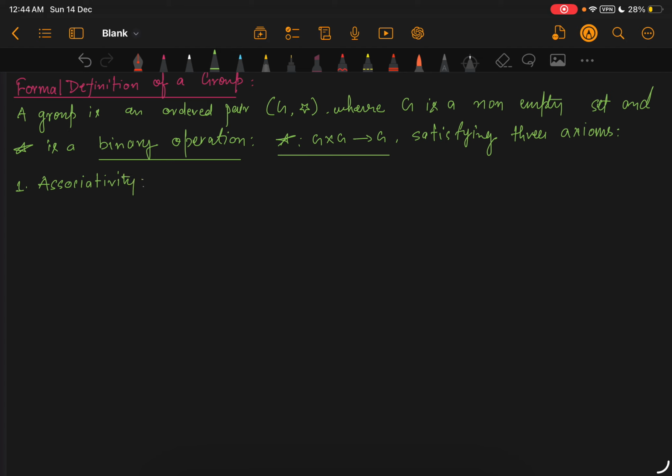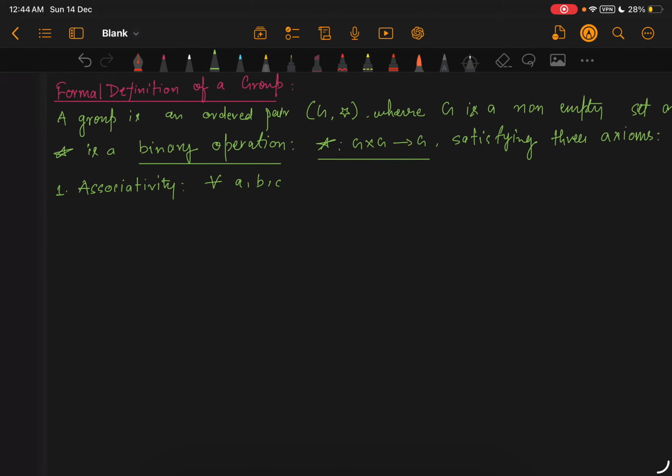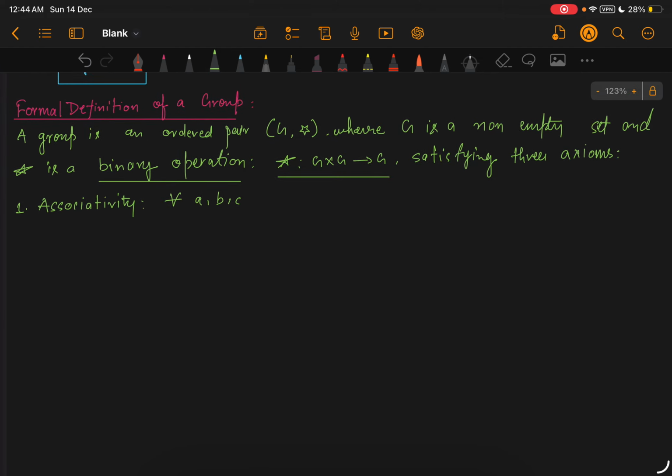That is, for all a, b and c belonging to G, if I apply a star b and then apply c, it is equal to a star (b star c). For any a, b, c in G, it should satisfy this.